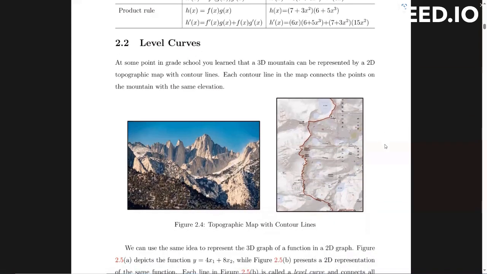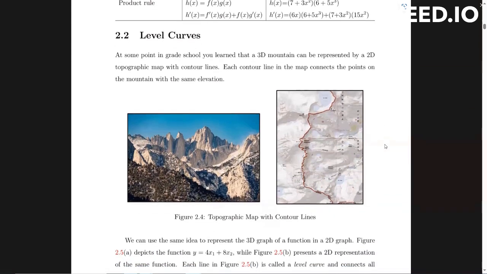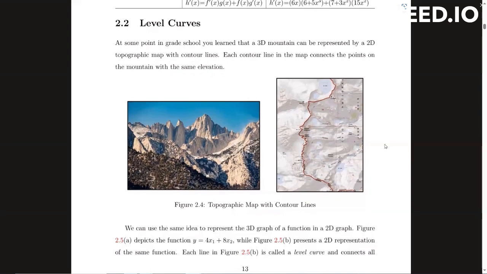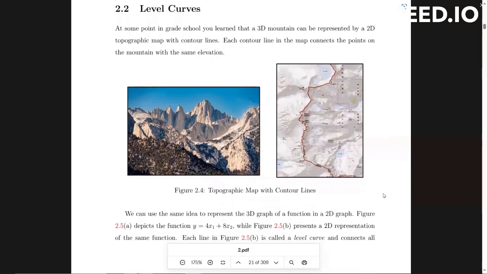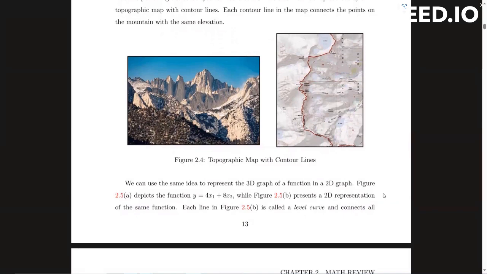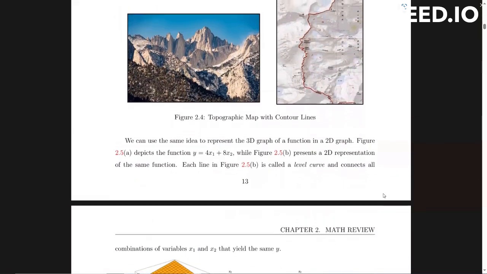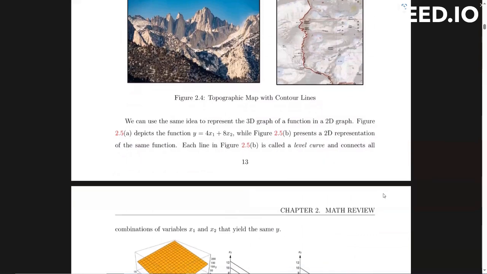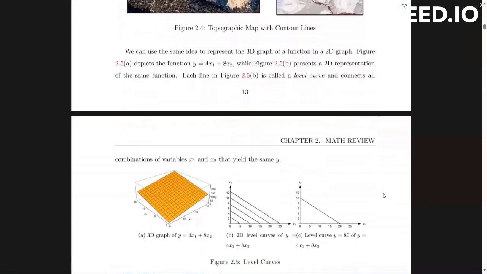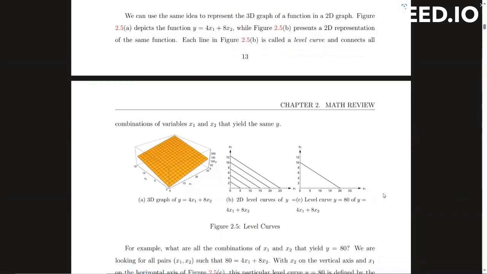So 2.2, level curves. At some point in grade school, you learn that a 3D mountain can be represented by a 2D topographic map with contour lines. Each contour line in the map connects the points on the mountain with the same elevation. We can use the same idea to represent the 3D graph of the function in a 2D graph. So we don't have to go through that.